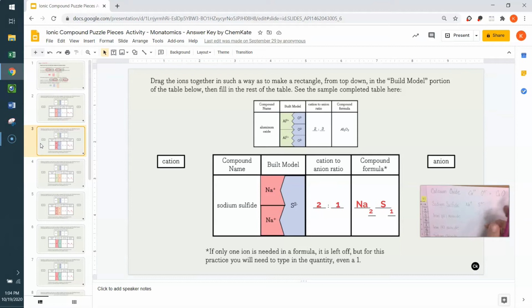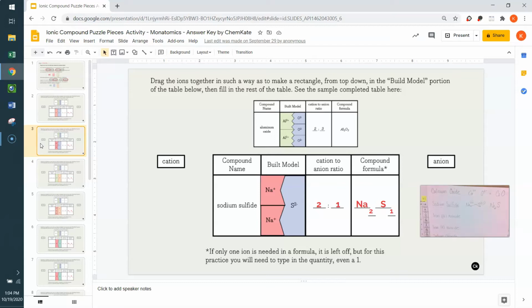In this case, here is another way to look at it. If you take the charge of the cation and put it as the subscript for the anion, and you take the charge for your anion and put it as the subscript for your cation, you get effectively the same compound formula. It would tell me that I needed 2 sodiums for every 1 sulfur.